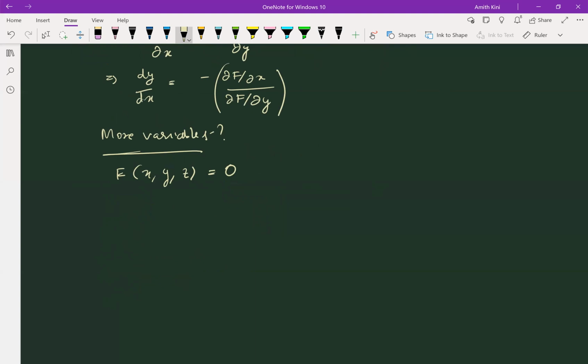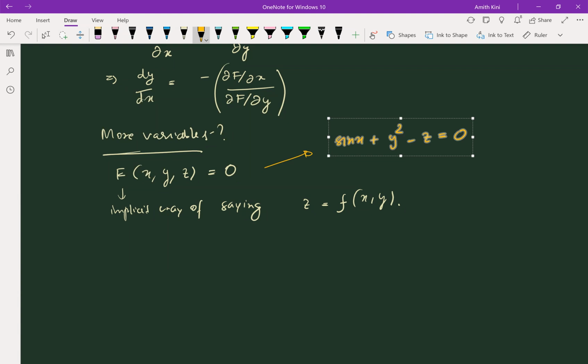So for example, this is a different, implicit way of saying z is a function of x, y, isn't it? If x, y, and z are related by some equation, then you can rearrange them and write z in terms of everything else. For example, let's say you have sine x plus y square minus z equal to 0. This is in the form that I mentioned, some function of x, y, and z equal to 0. You can rearrange this and write z as sine x plus y square. And clearly z is a function of x and y.